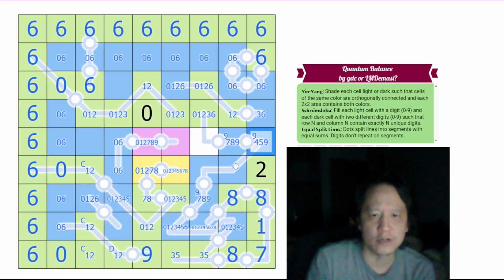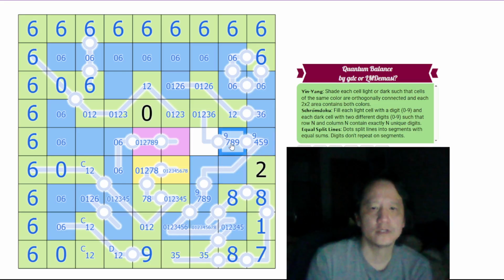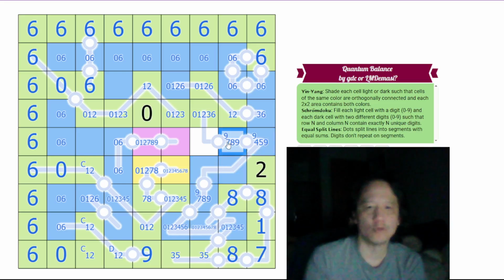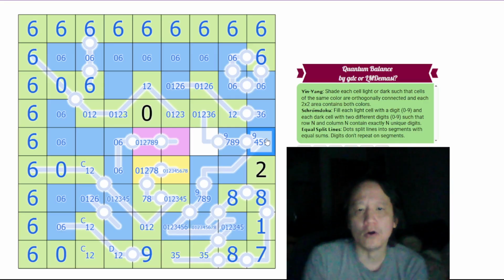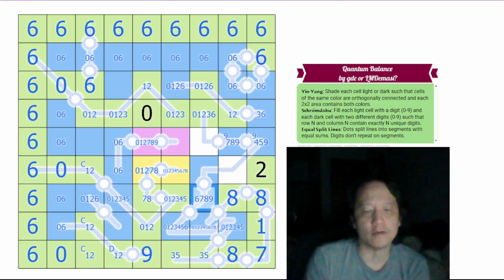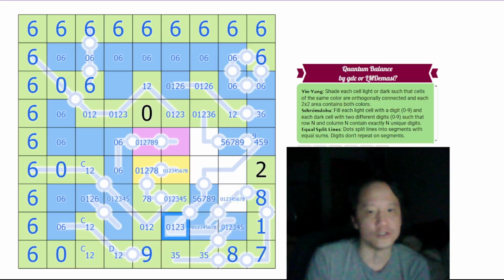That doesn't work. We have 6 unique digits here to add up to 2. And one of these has to be... Oh! Never mind, this doesn't have to be 9. It has to be 4, 5. Okay. That... Okay, let's go back. Let's go back.